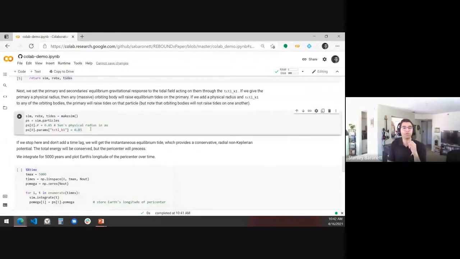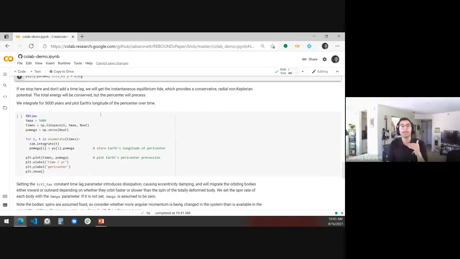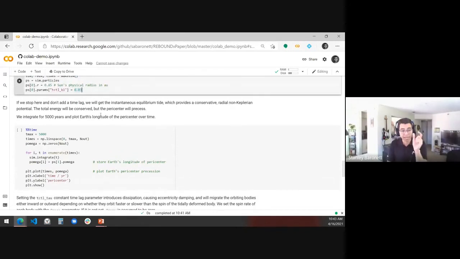So now we can move on to the specific configuration options you have to use for the tides to work. So in our case, what we need to do is we need to add a physical radius to the sun, as we discussed earlier. And so here we give it, and again, this is in AU, a radius of about 0.85. And then we also assign it that tidal Love number that we discussed. And in this case, it's going to be 0.03. And so once this is set, tidal bulges will raise on the star. But because we haven't set a constant time lag tau, this will be the instantaneous equilibrium case.